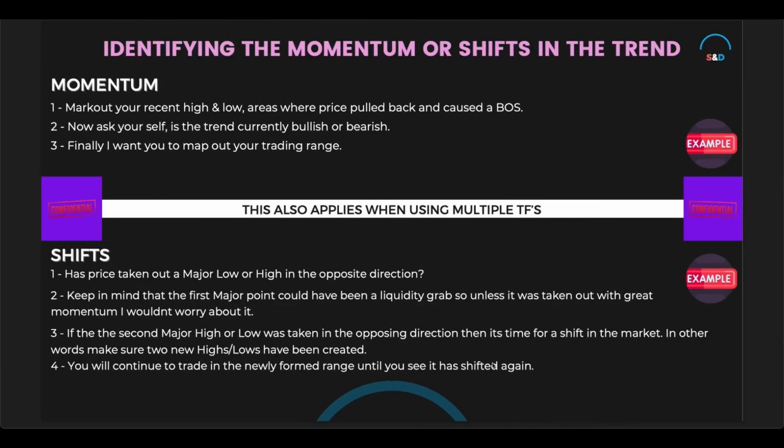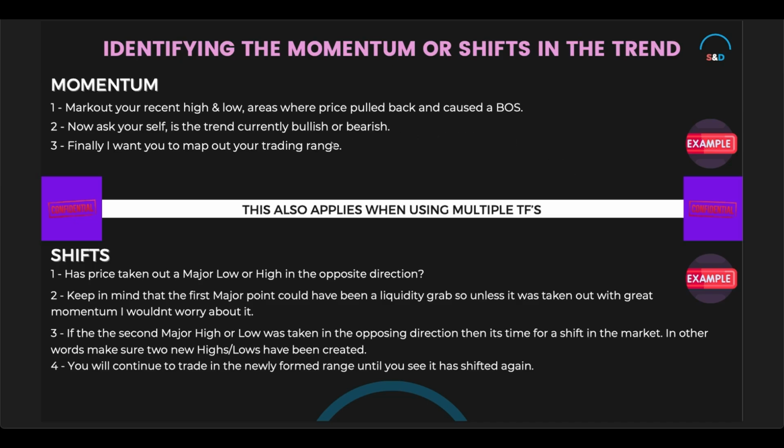Okay, so identifying the momentum or shifts in the trend. For momentum, we are going to mark out your recent high and low areas where price pulled back and caused a break of structure. Then you will ask yourself, is the trend currently bullish or bearish? And then finally, I want you to map out your trading range.